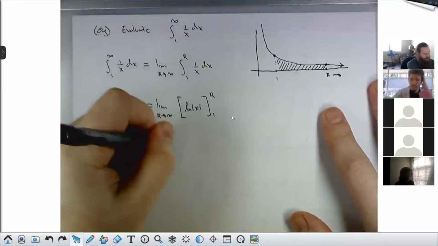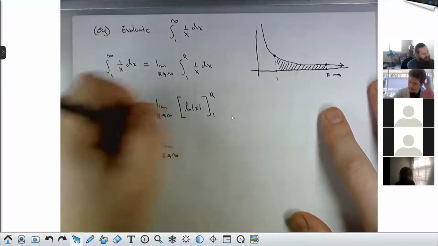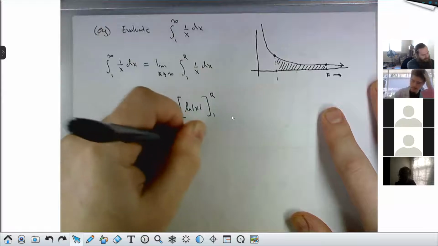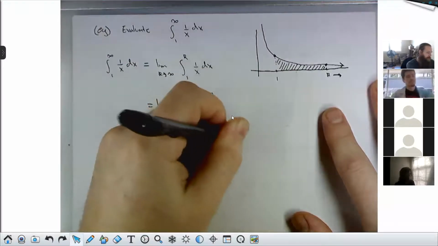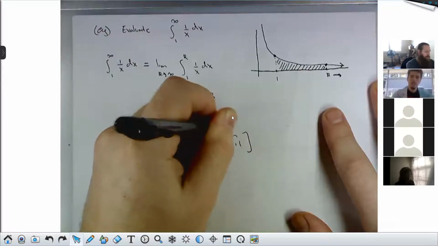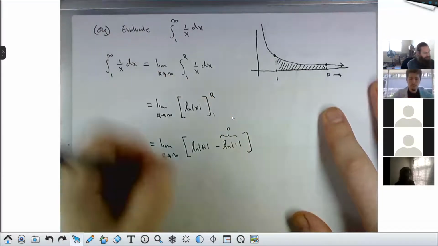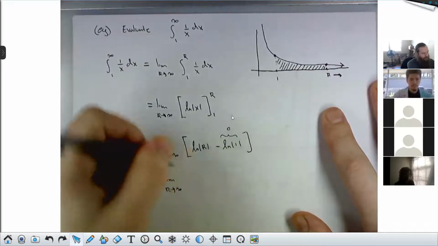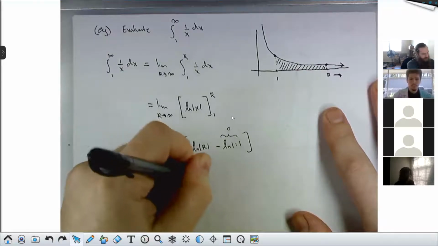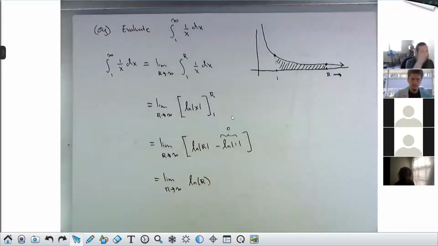So this is the limit as r goes to infinity of the natural log of the absolute value of r minus the natural log of the absolute value of 1. This guy is 0. We can ditch the absolute values, since r is going to positive infinity. So this is just the natural log of r. r is definitely a positive number. What does the natural log function do as its input gets bigger and bigger and bigger? It increases.